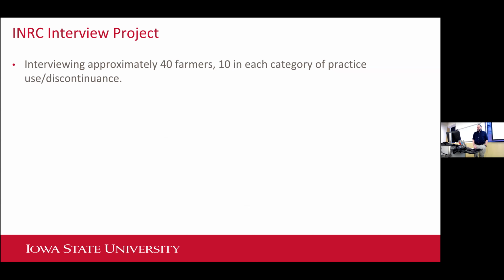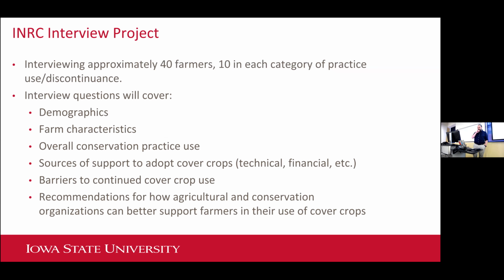And so I'll be interviewing approximately 40 farmers, so about 10 in each of those 4 categories of practice use or discontinuance. And what I'm asking is basic demographics, like what kind of farm size do you have? What do you plant? Have you done other conservation practices? What percent of your ground is leased versus owned? How long have you been farming? Things like that. I also ask them about sources of support to adopt cover crops.